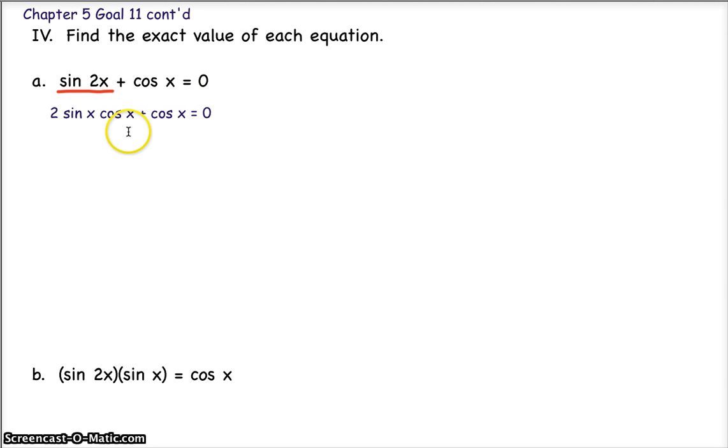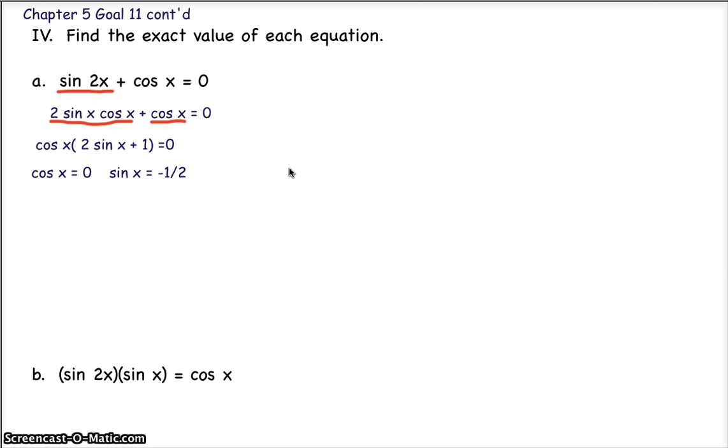Now, if I look at my terms, remember terms are separated by plus and minus, so I have 1, 2 terms. And I notice that I can factor out a cosine x out of both of those. So I'll factor out cosine x, which leaves me with 2 sine x plus 1 equals 0. Now that we have factored, we can set each factor equal to 0. So we'd have cosine x equals 0 and sine x equals -1/2.